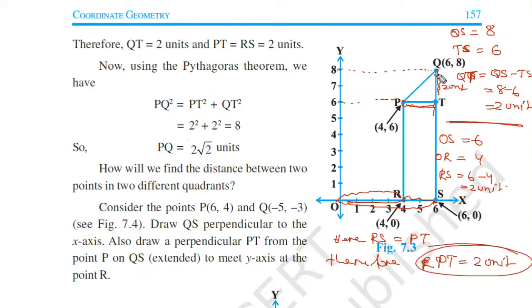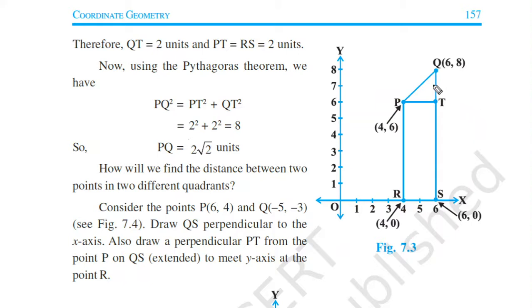So we had already got QT equal to 2 unit. Now we got PT equal to 2 unit. Okay. So we will delete all. Now this is your 2 unit. This is also 2 unit.